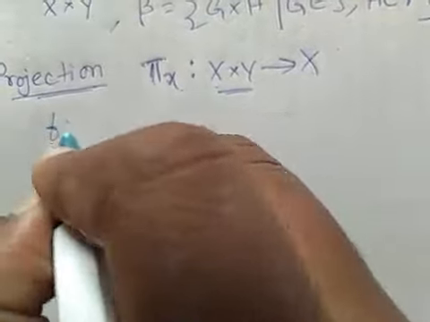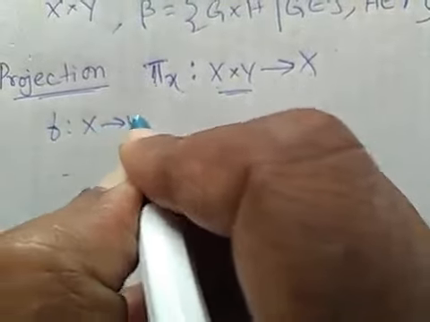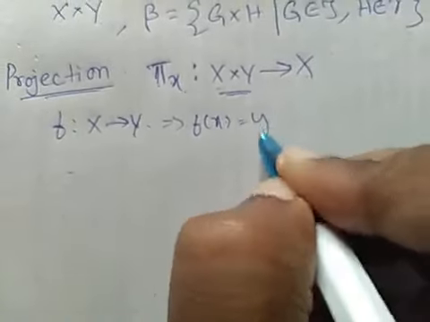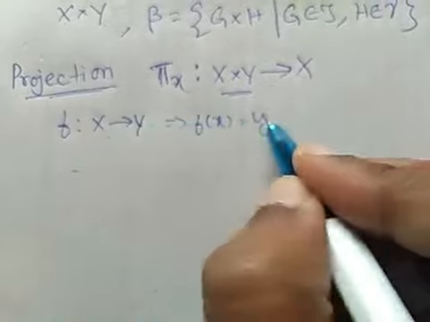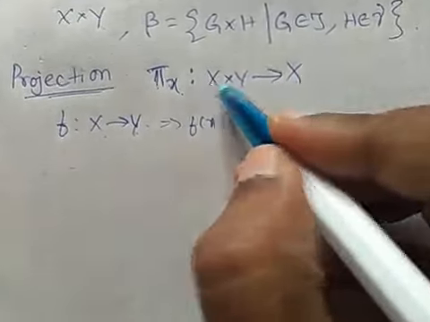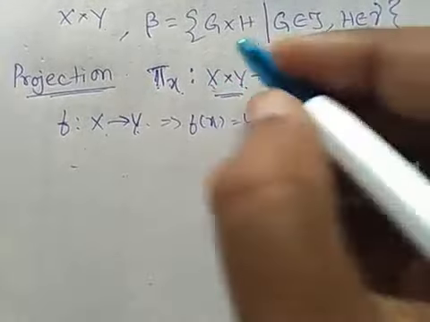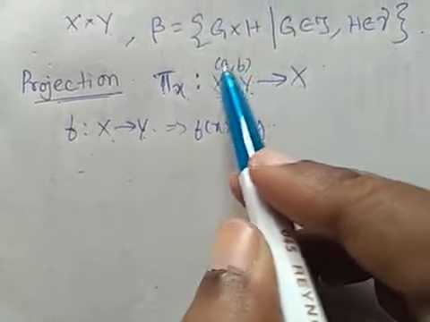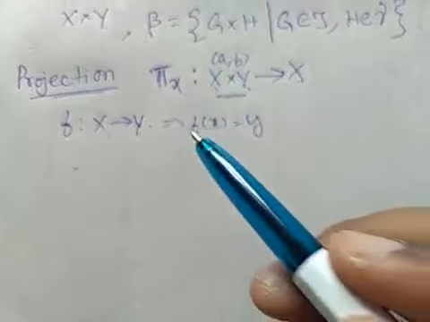See, when we write f from X to Y, we will write f of x is equal to y, x belongs to capital X, y belongs to capital Y. But here we are having X cross Y. In X cross Y the elements are of the form (a, b), right? (1, 1), (1, 2), (1, 3), etc.